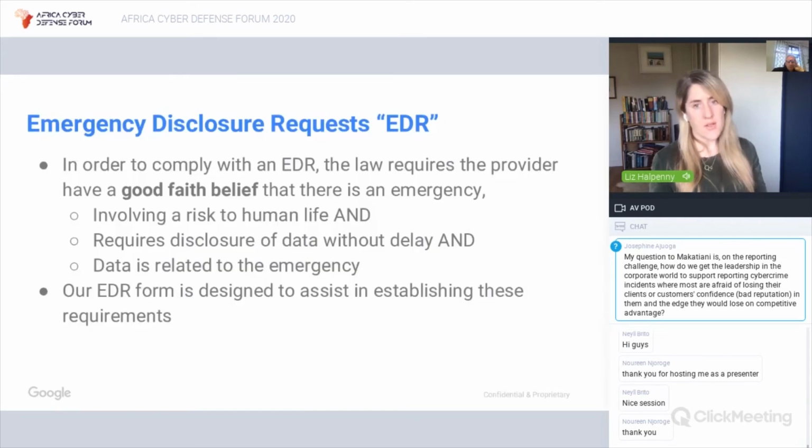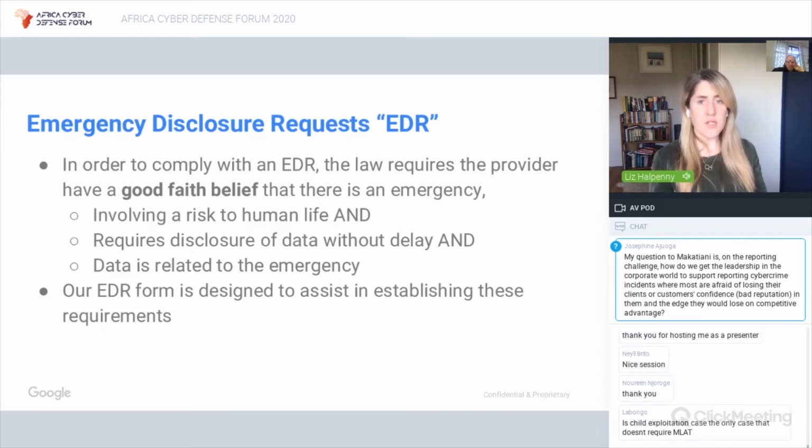Another type of request that Google will consider responding to without mutual legal assistance being required is an emergency disclosure request. In order for Google to legally comply with an emergency disclosure request, which doesn't require legal process, Google must satisfy itself that it has a good faith belief that there is an emergency taking place. This emergency must involve a risk to human life. It requires disclosure without delay. And the data being requested is specifically related to the emergency.